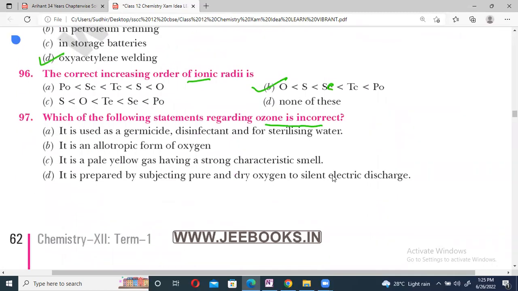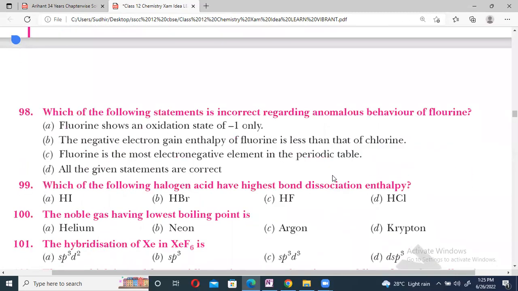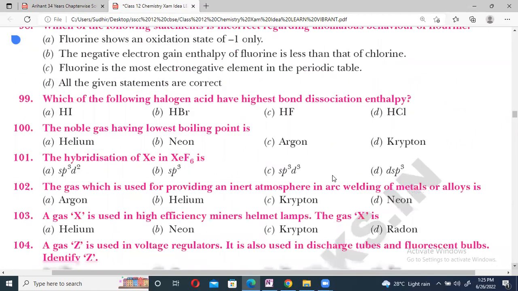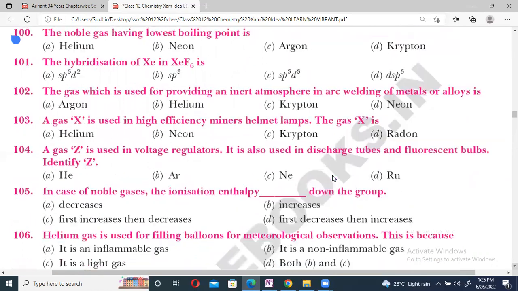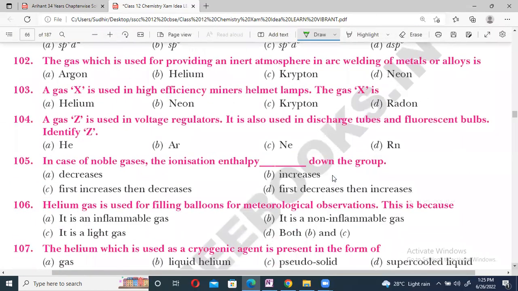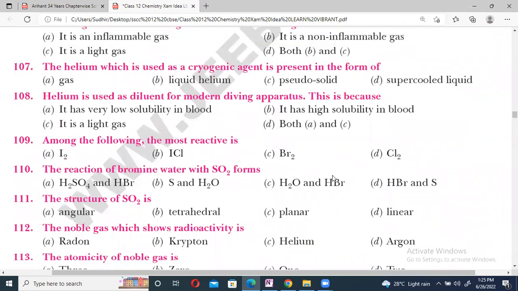Incorrect regarding ozone: it is a pale yellow gas, that is incorrect, and having a strong characteristic smell is incorrect. Remaining all are correct here. Then 98, no need. 99, 17, 101. 110.